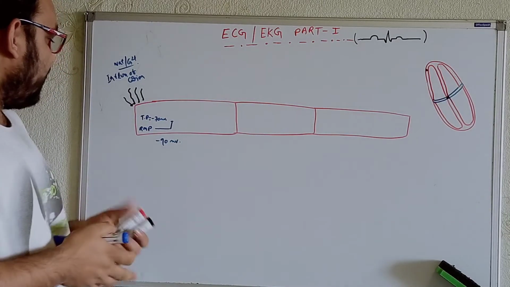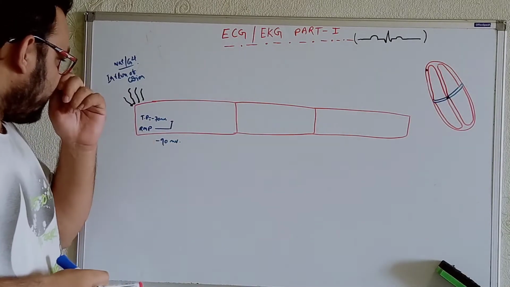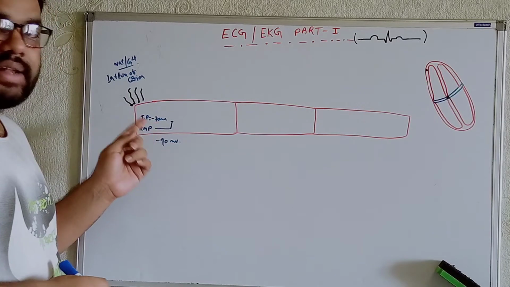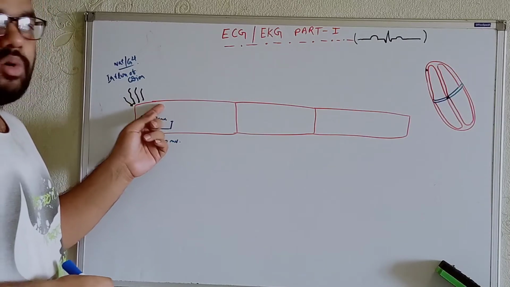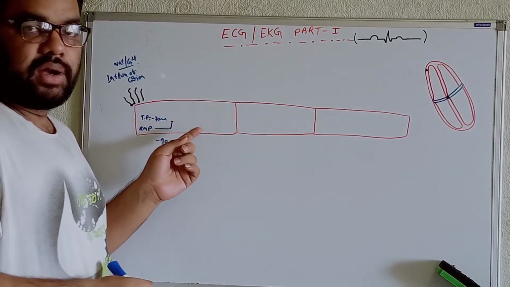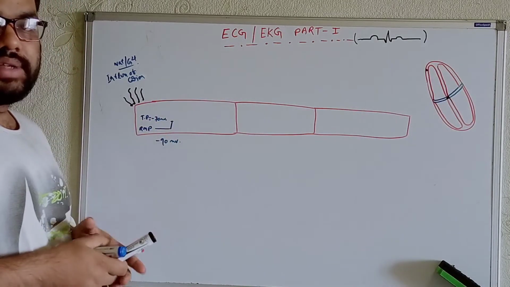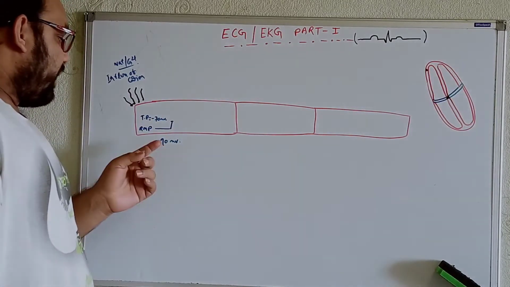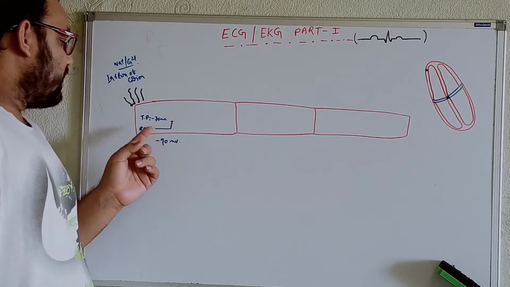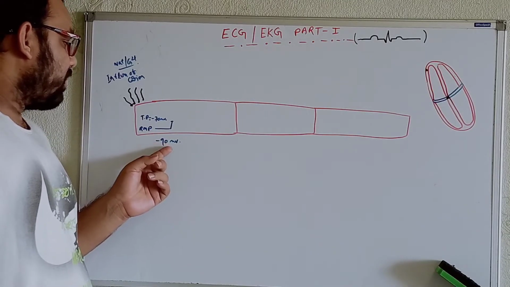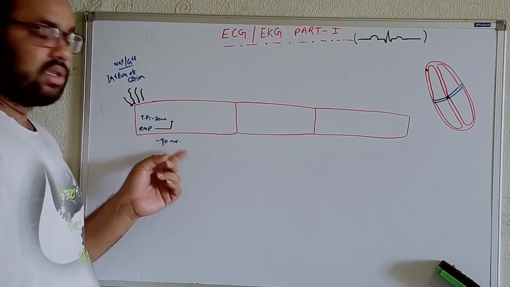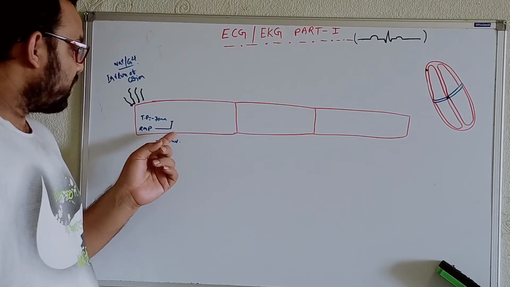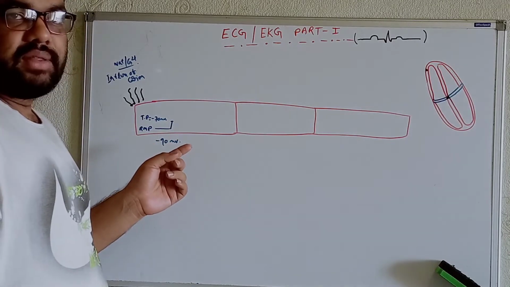Now, whenever these cells achieve the threshold potential, the voltage sensitive sodium channels, or you can say the voltage gated sodium channels, on the membrane will be opened. At first we had the resting membrane potential. Whenever the stimulus came, it took the resting membrane potential up to the threshold potential. So whenever the cells achieve the threshold potential, the membrane will be activated.